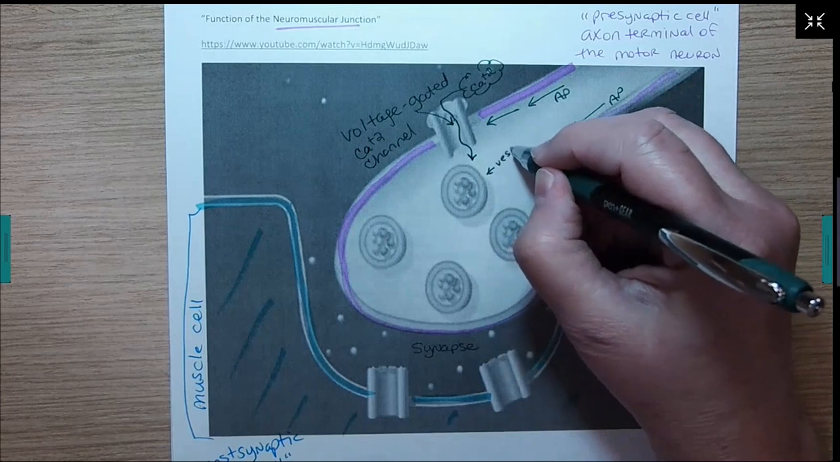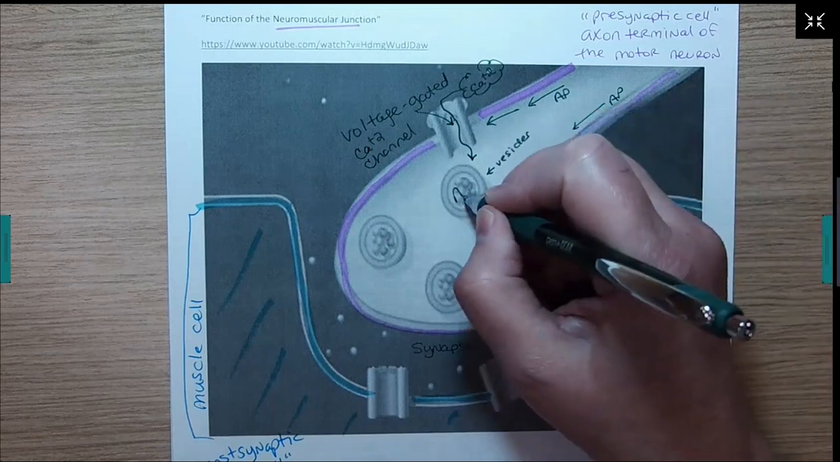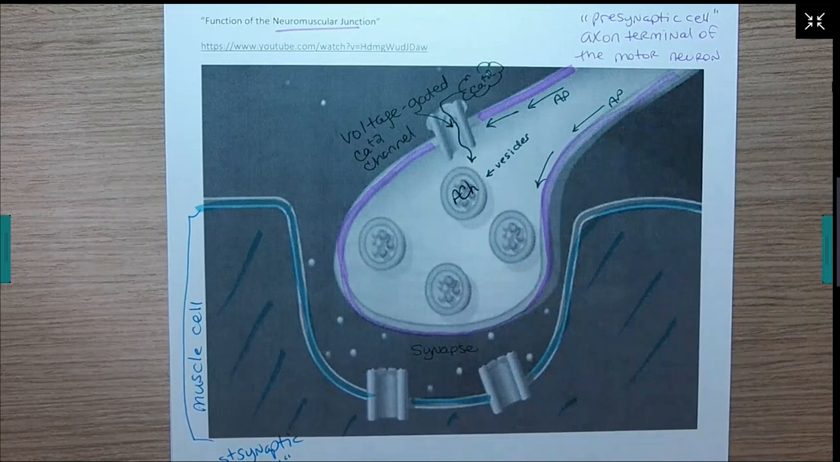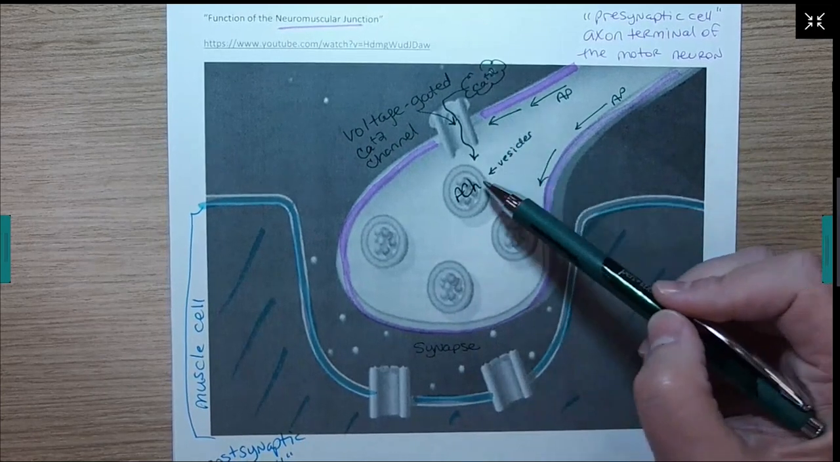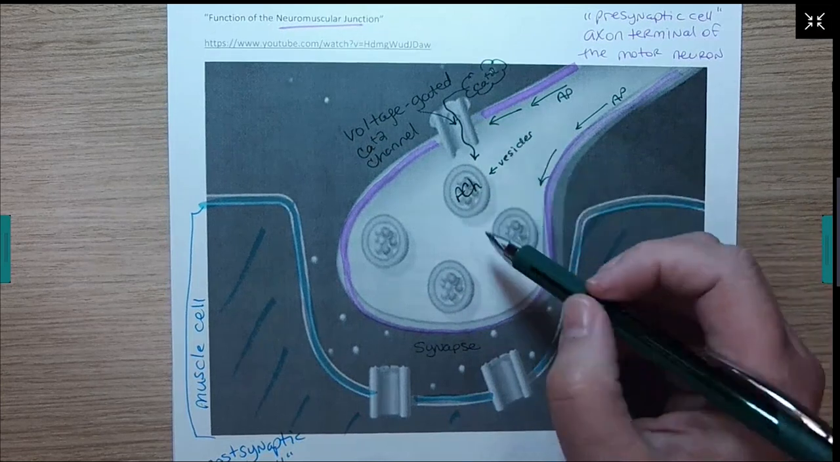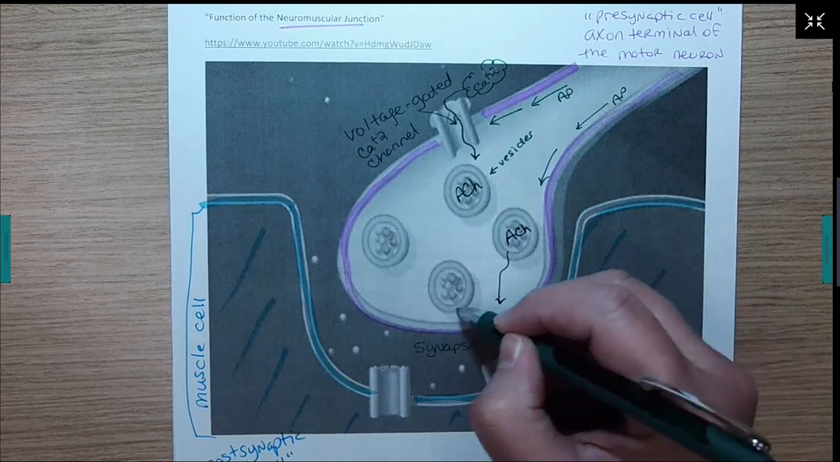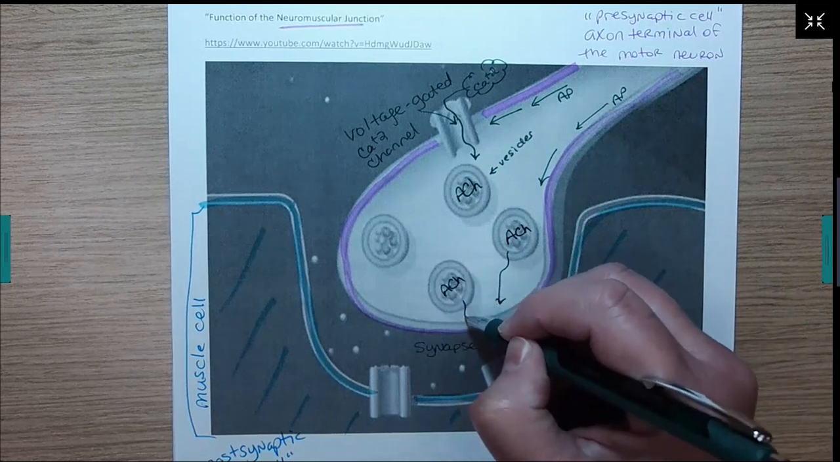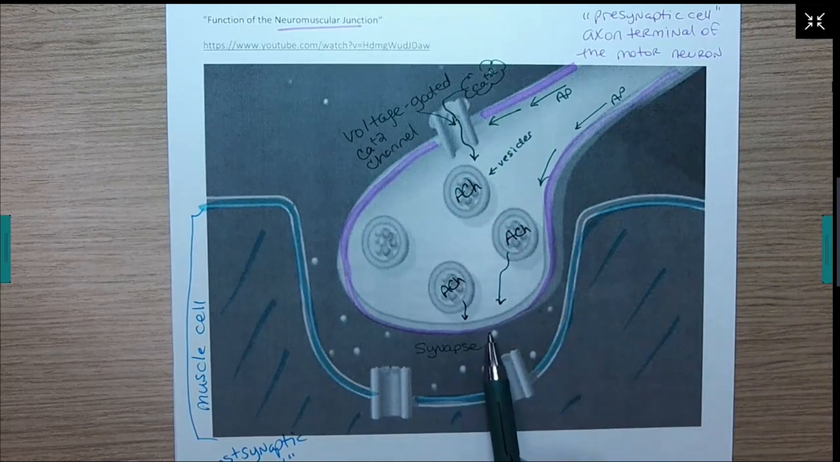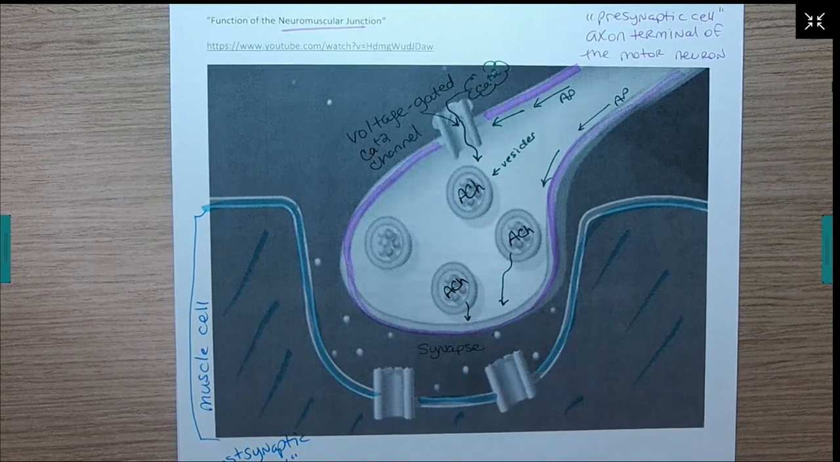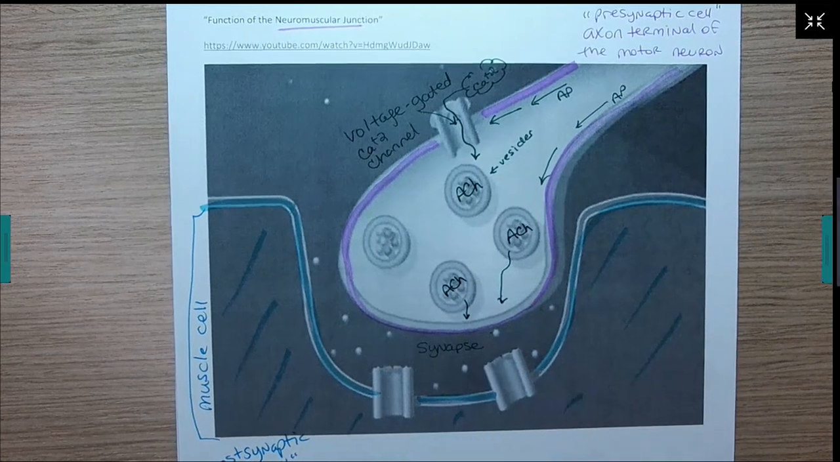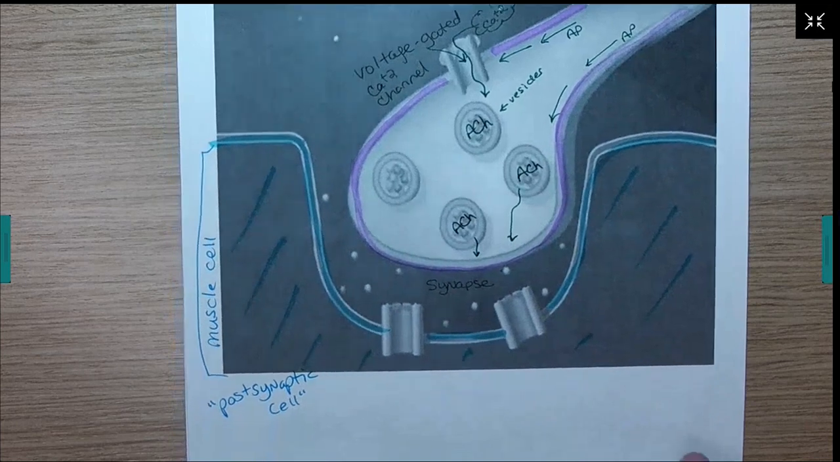These right here are vesicles, and they are filled with neurotransmitter, acetylcholine in this case. So when the calcium shows up, those vesicles filled with acetylcholine are going to undergo exocytosis and dump the acetylcholine into the synapse. Again, should sound really familiar.